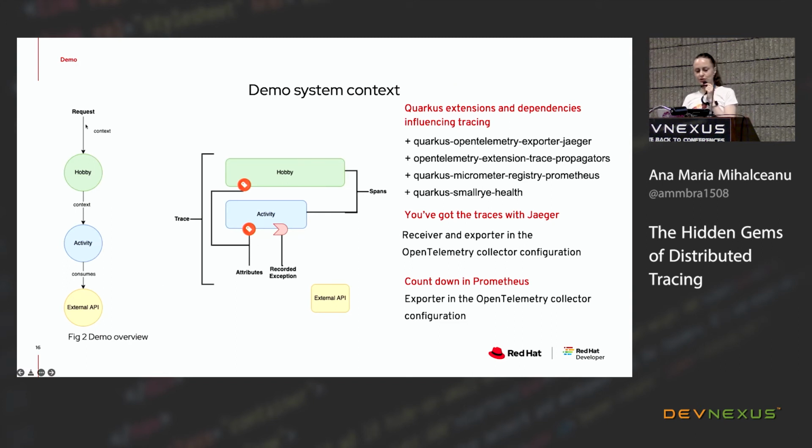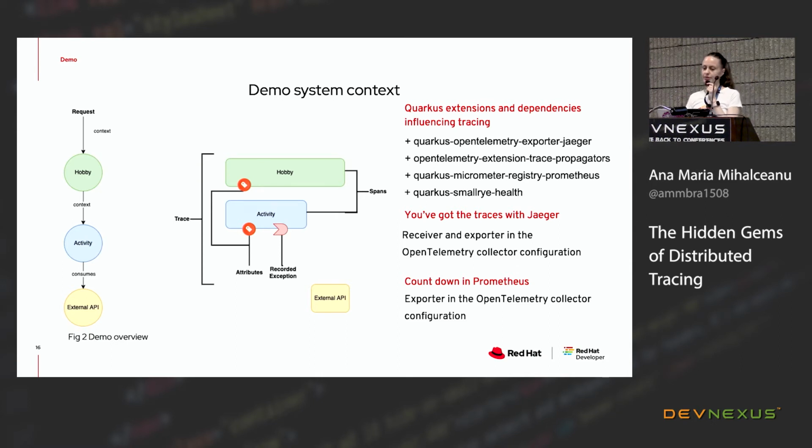We're going to have two microservices. The first one is called Hobby. It contains some front end, and the context would go through it. Then there's another one called Activity that consumes an external API. So pretty much like in the blue, green, yellow picture seen earlier, our span, our trace will travel through Hobby first, then go through Activity, where some attributes will be set and some exceptions can be recorded in some cases, and of course afterwards we'll go to the external API. That's not managed by us.